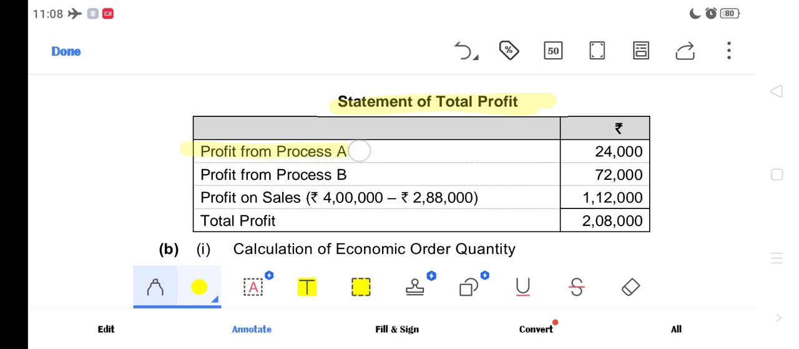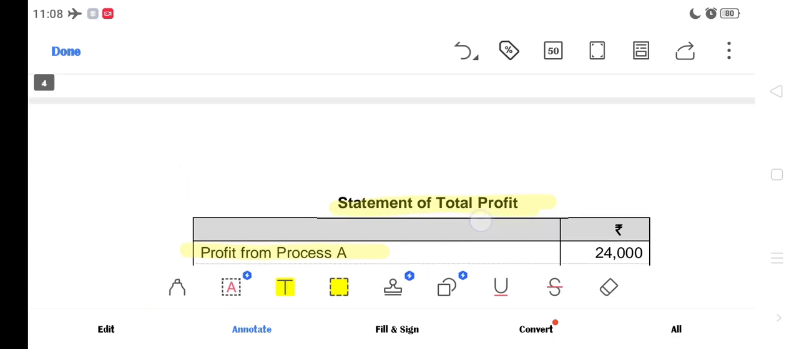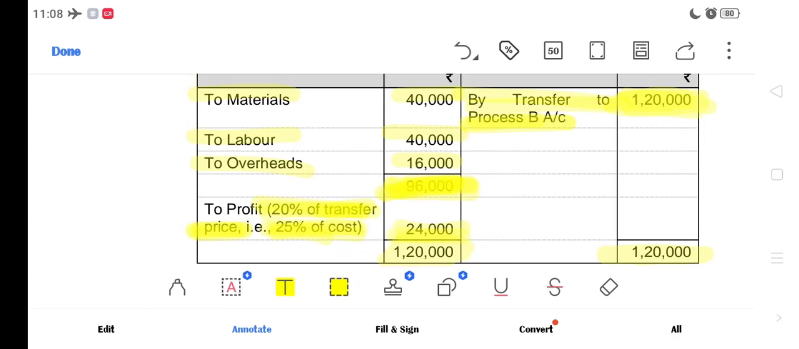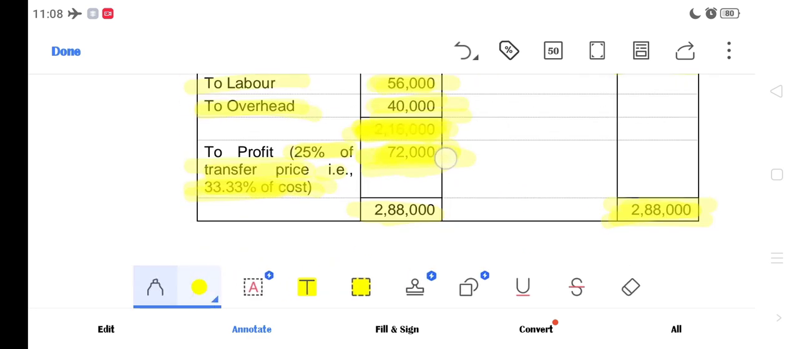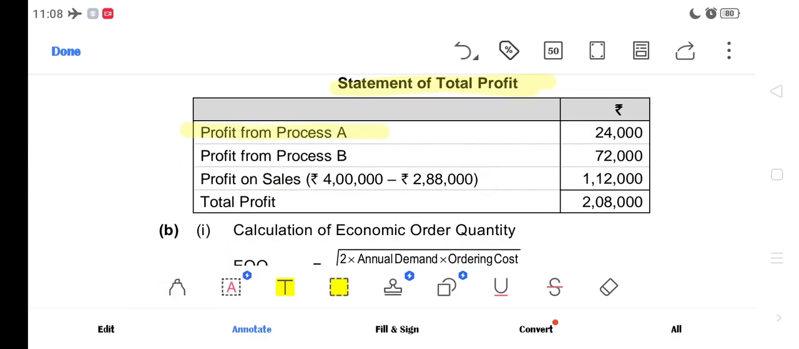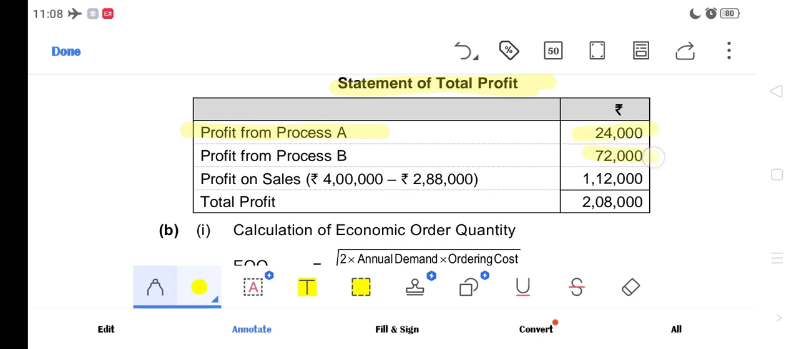So profit from process A, here see, we have transferred it for 1,20,000 which cost only 96, so 24 is the profit, and here 72 is the profit. And see, 24 and 72, and they said they have realized 4 lakh from finished stock.